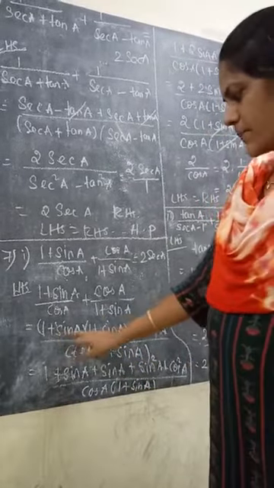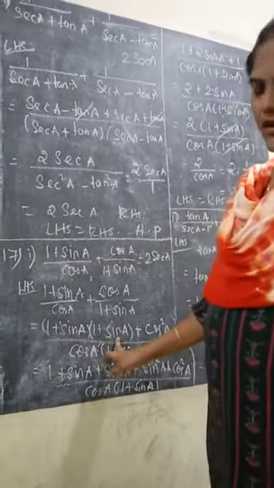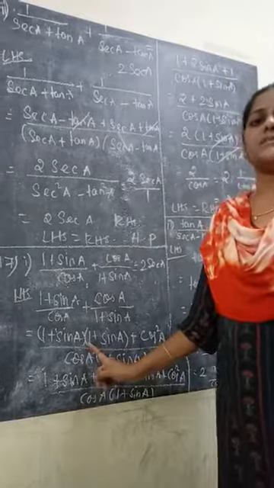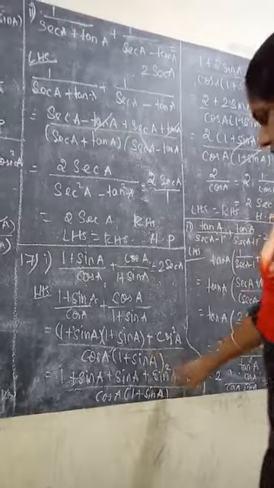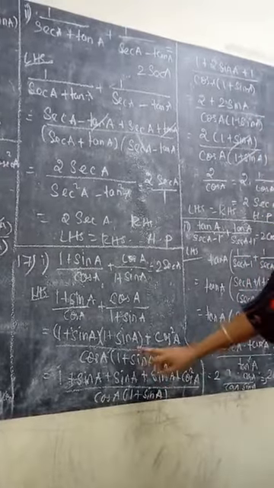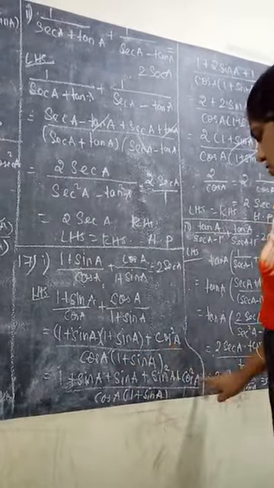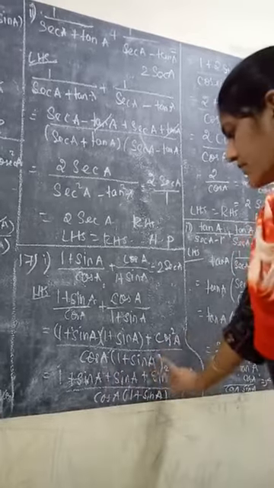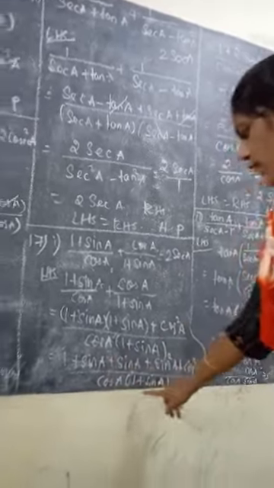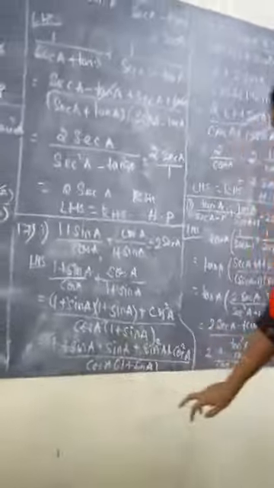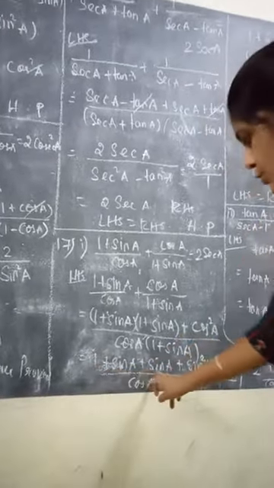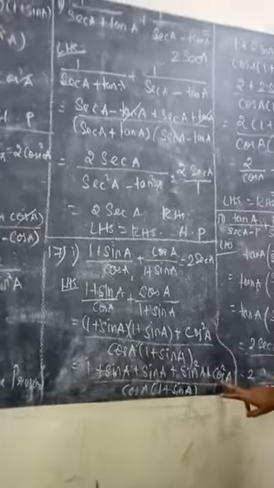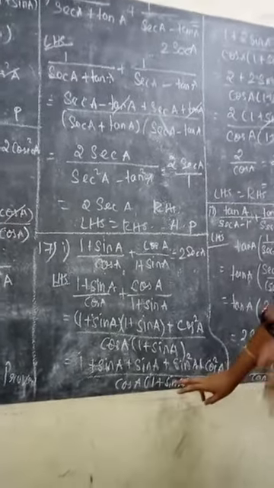Next, listen, (1 plus sin A) into (1 plus sin A). So (A plus B) whole square, expand it: A square plus B square plus 2AB, plus cos squared A. Divided by cos A into (1 plus sin A). So plus 1, listen, here 1 plus 2 sin A, sin squared A, cos squared A, 1 now. Will you understand this step, children?